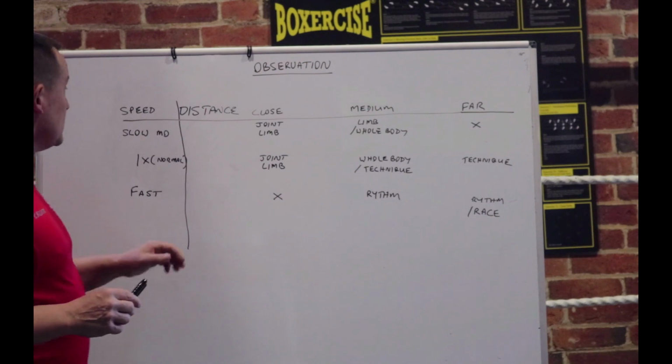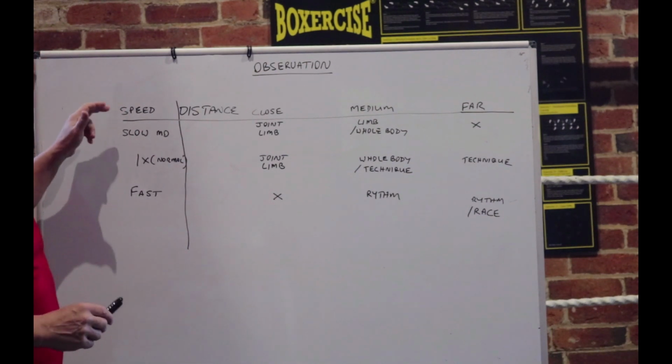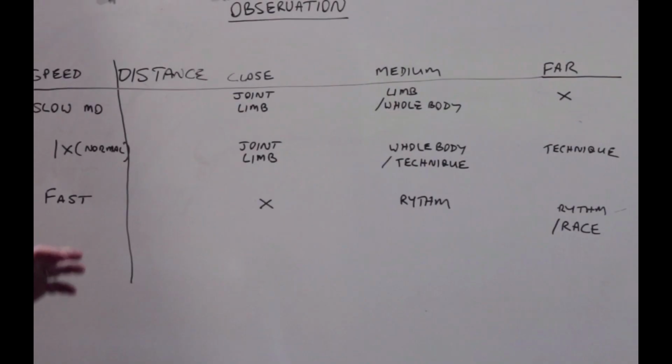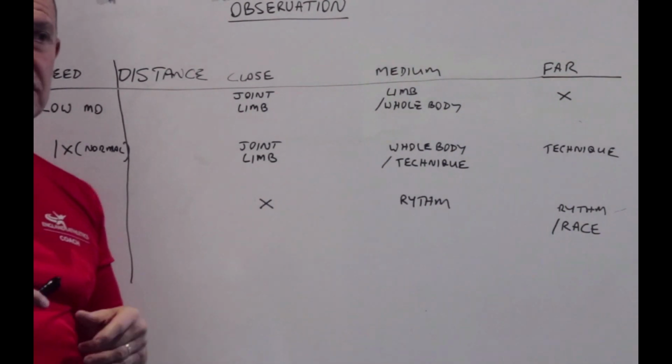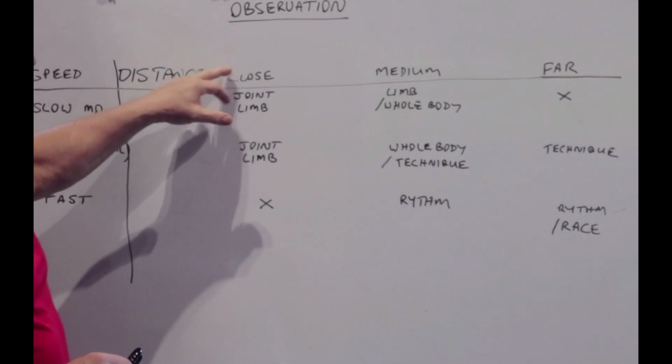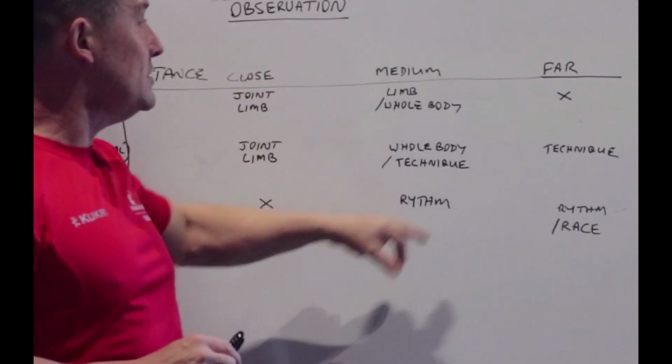So what we've got on this axis here is speed: slow motion, 1 times or normal, and fast or super speed. Super speed can be anything from 1.5 times up. On the distance side, we've got close, medium, and far.